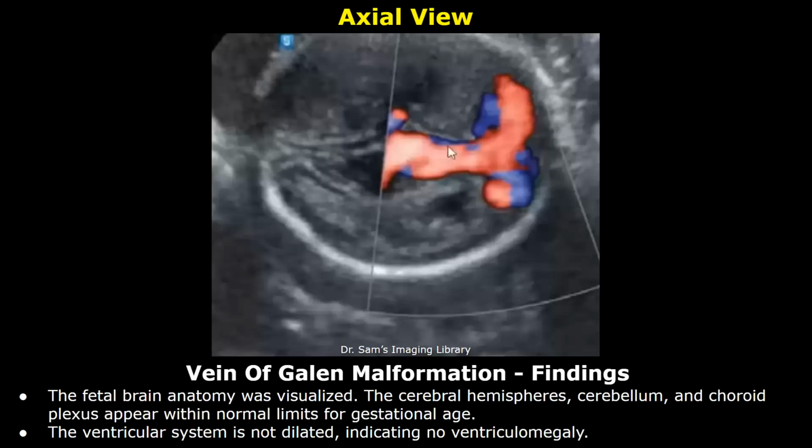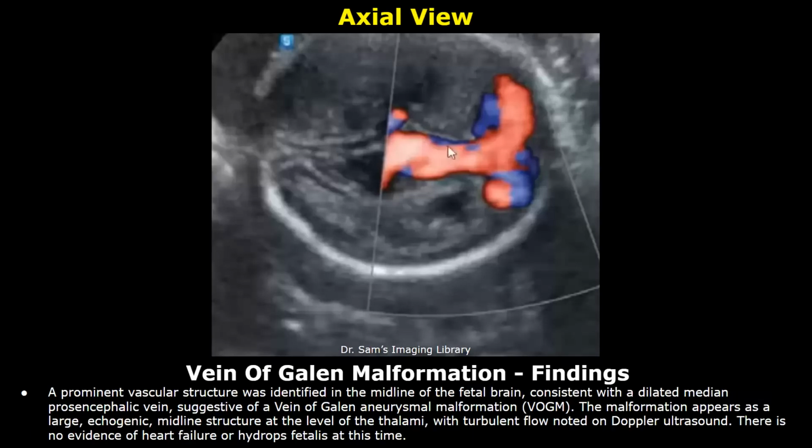The cerebral hemispheres, cerebellum and choroid plexus are normal. The ventricle system is not dilated. A prominent vascular structure was identified in the midline of the fetal brain, consistent with a dilated median prosencephalic vein, suggestive of a vein of Galen aneurysmal malformation.